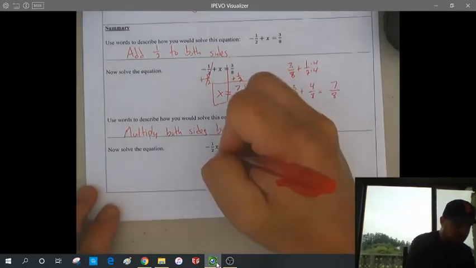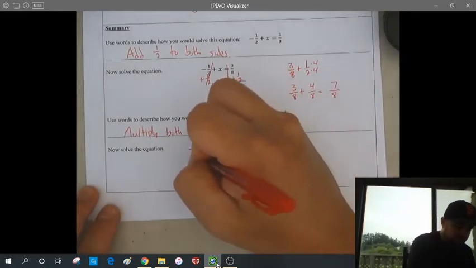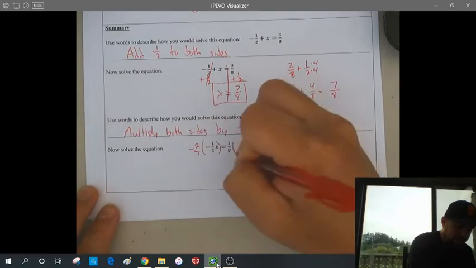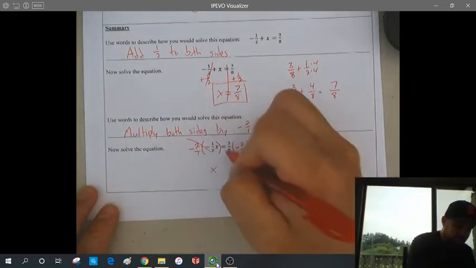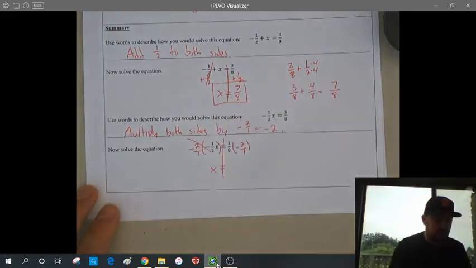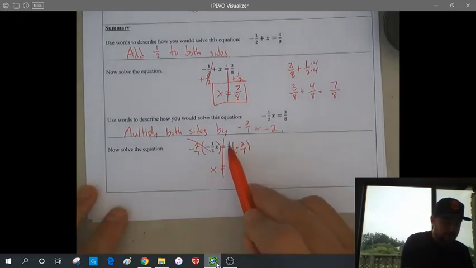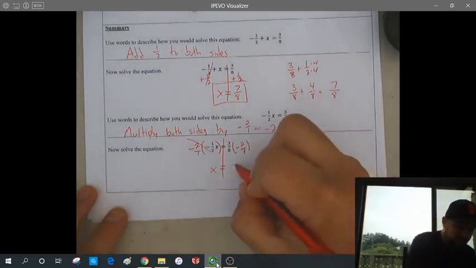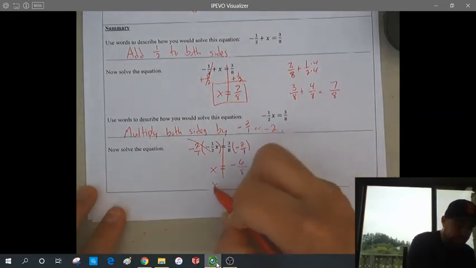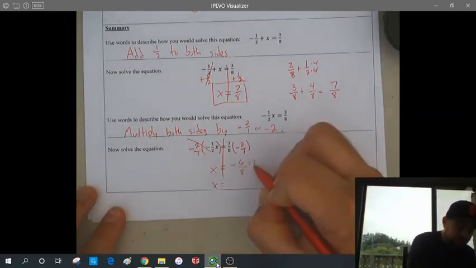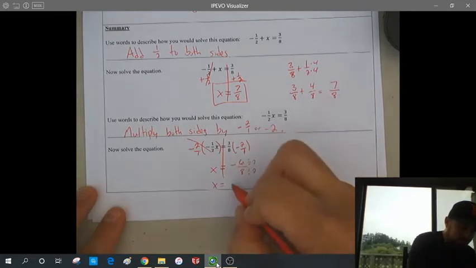Okay, so showing that here, multiply both sides by negative 2 over 1, or just negative 2. And over here, that cancels everything out. We get x by itself. And then multiplying here, 3 times negative 2 makes negative 6 over 8 times 1 is 8. That can be reduced, though, because I can divide both of those numbers by 2. So I'll do that, and I get negative 3 over 4.